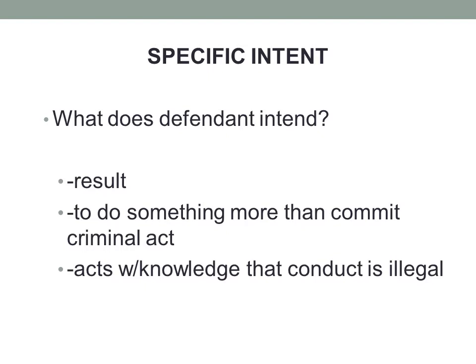The judge may even have to give the jury or the trier of fact the specific instruction or definition to it. Specific intent is the intent, like I said earlier, to achieve a specific result. A person acts, quote unquote, intentionally with respect to the result when his or her conscious objective is to cause the result. What the defendant intended is a question for a jury or trier of fact, but the key here is they have to intend the result. They do have to do something more than the criminal act itself. And they have to act with the knowledge that that conduct is illegal.